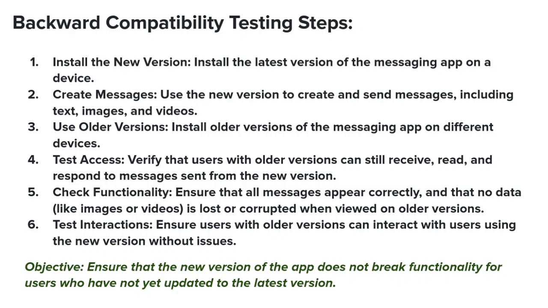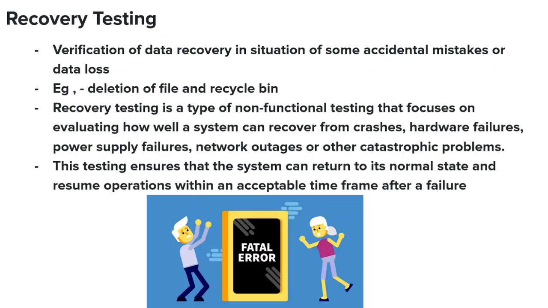We have to also test the interaction. We have to verify that users with an older version of the application can interact with users having the new version without any issues. So let's say some users have updated to the new version and some users are still on backward versions, older versions. The interaction between such users should not be affected. It should work correctly between those two types of users. So this is basically backward compatibility testing.